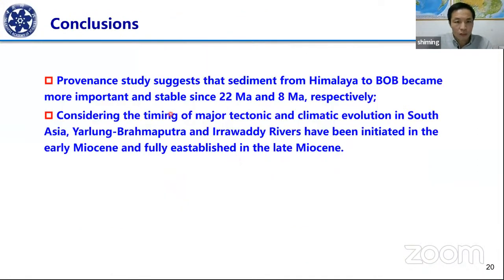So the conclusion is that the provenance study suggests that sediment from the Himalaya to the Bay of Bengal became more important and stable since 22 and 8.0 million years ago, respectively. And considering the timing of major tectonic and climatic evolution in South Asia, the Yarlung-Brahmaputra and Irrawaddy rivers were initiated in the early Miocene and fully established in the late Miocene.